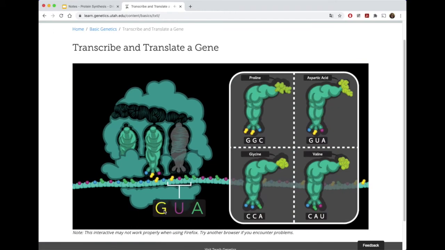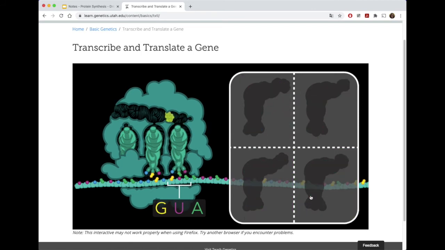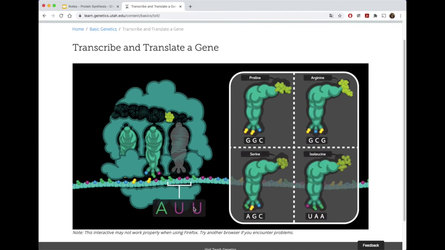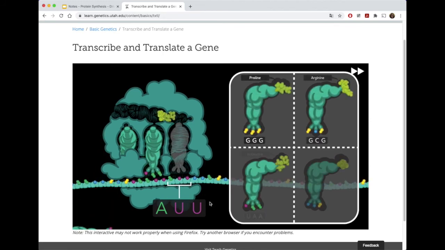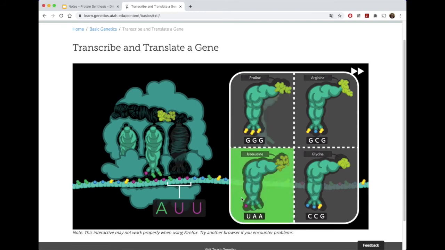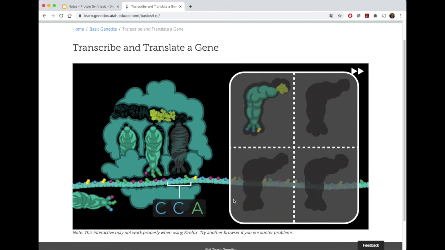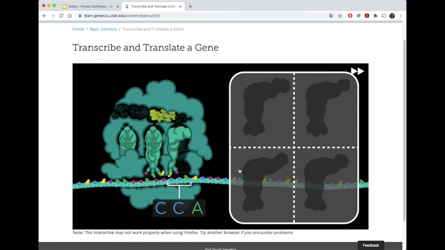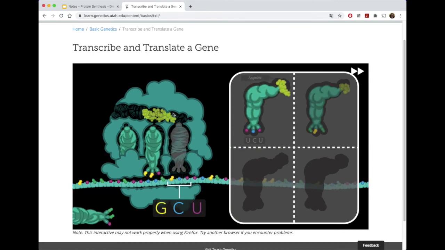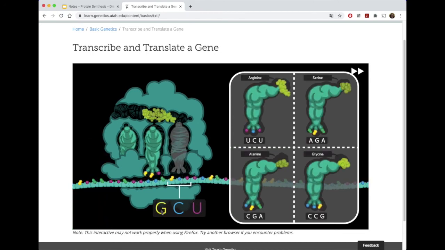So my mRNA codon is GUA, so the opposite of this would be CAU. AUU is complementary to UAA. CCA, GGU, which codes for proline, the amino acid. So you can see that these amino acids are being brought to the ribosome and are creating this overall chain.